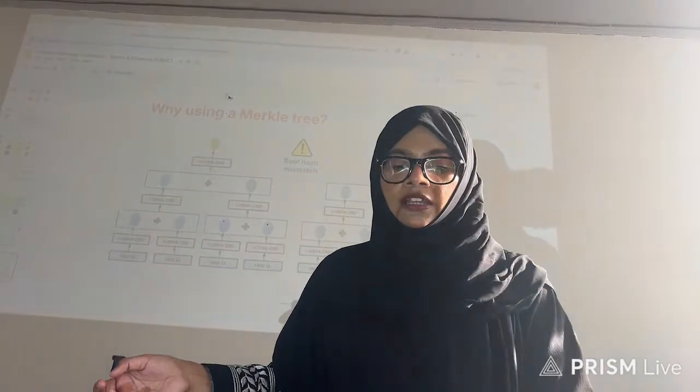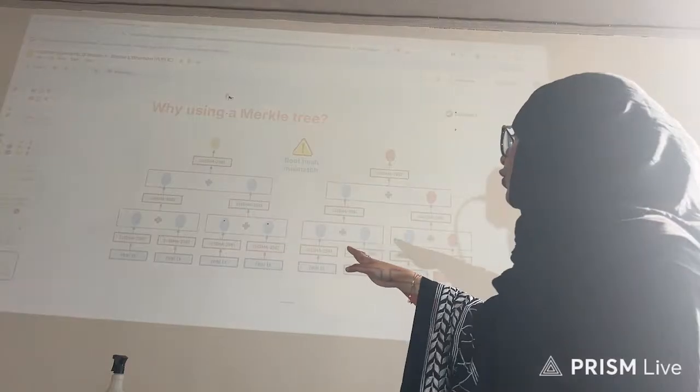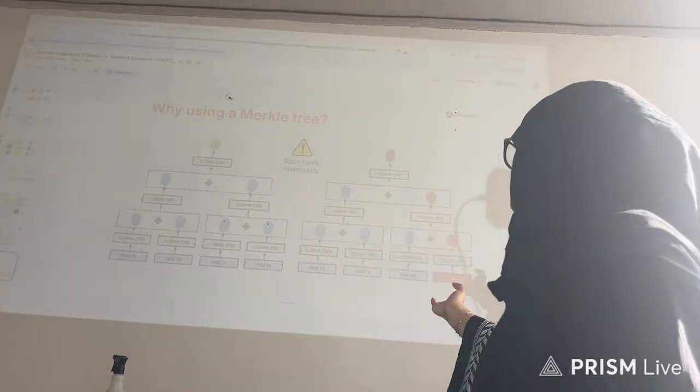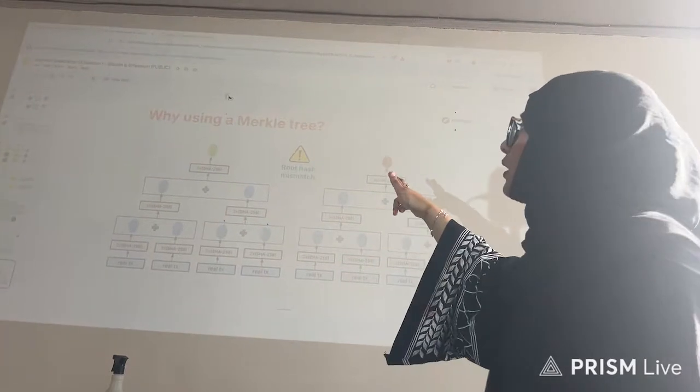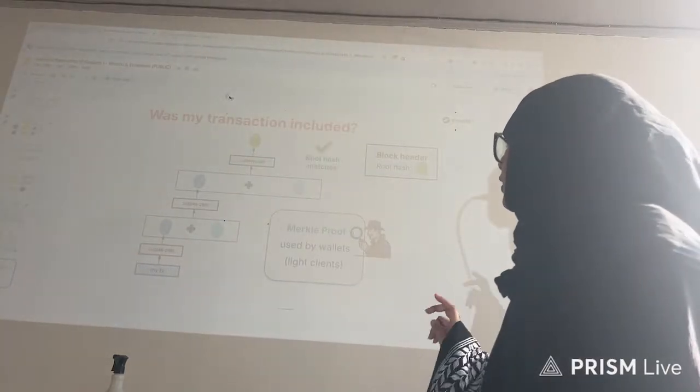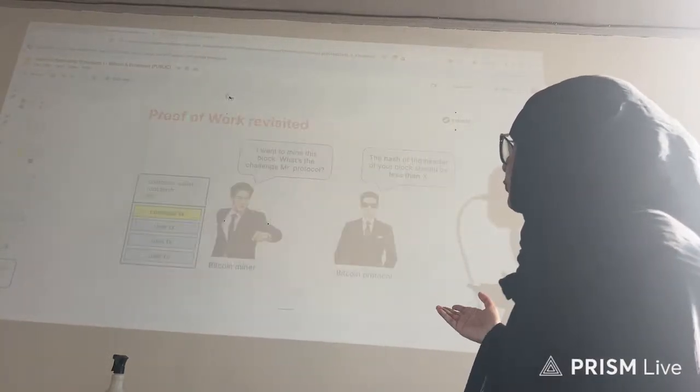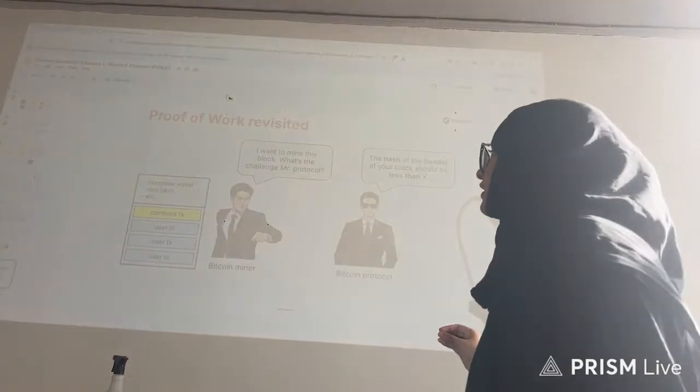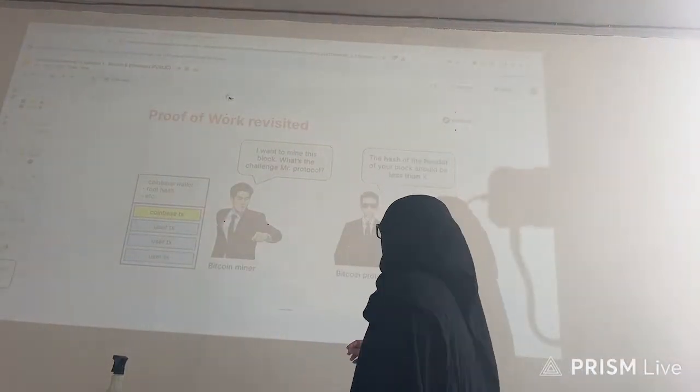And how do you determine if there's a fake transaction or a real transaction? Through root hash mismatch. Now, like I said, Merkle proofs are used for that. Again, revisiting proof of work now.